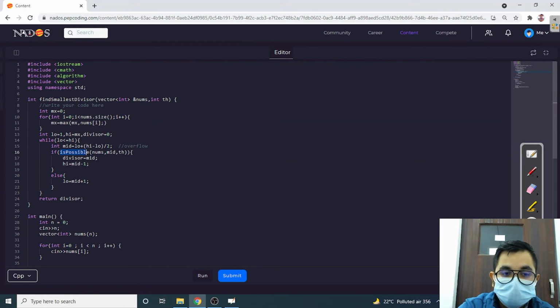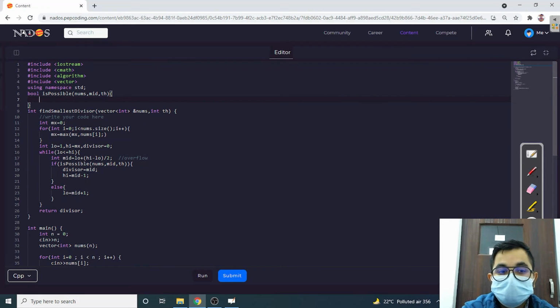But now I have to write this function. So let's complete this function also. It's going to return a boolean value saying is it possible or not. What is possible or not? Simply, is it possible to have the sum of all the quotients by the mid that we have been given be less than or equal to the threshold. So our mid is int and threshold is also int. That's it. We are done here.